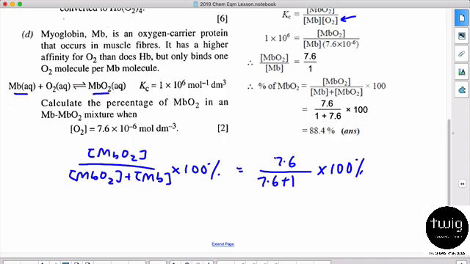So writing it this way is a bit clearer, because sometimes some of you just saw 7.6. So this is how it's done, 88.4%. Okay, let's try the next question quickly.